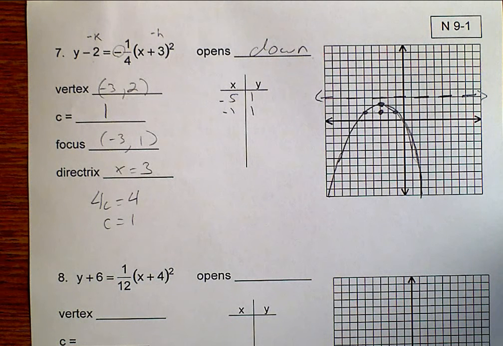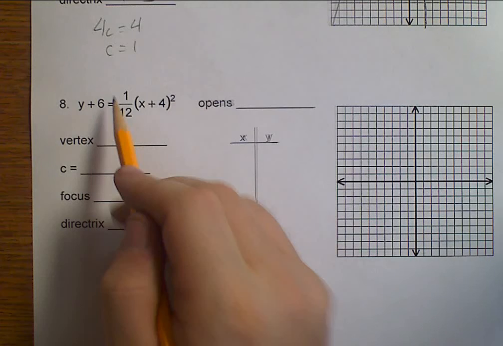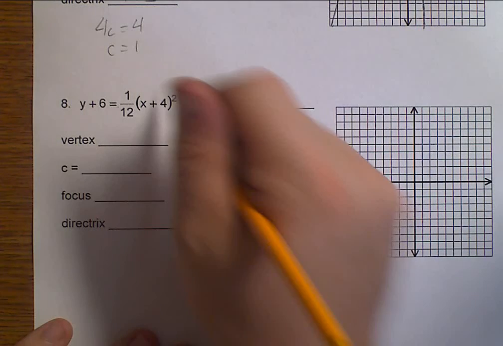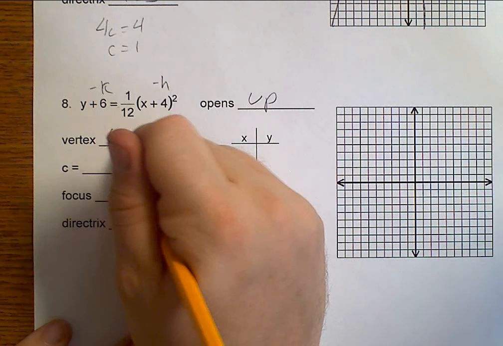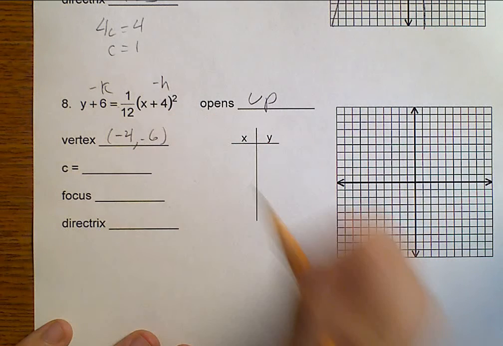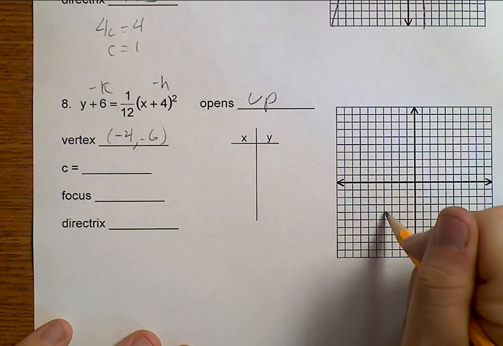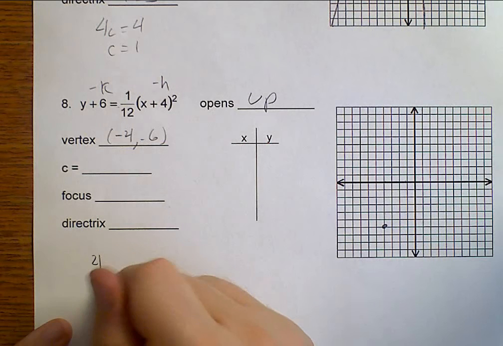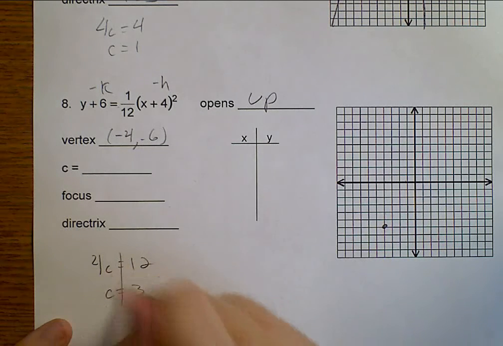On to our last example, another parabola. This is positive, so we're going to open up. H and k, so my vertex is at negative 4, negative 6. 1, 2, 3, 4. 1, 2, 3, 4, 5, 6. So 4c equals 12, which means that c equals 3.